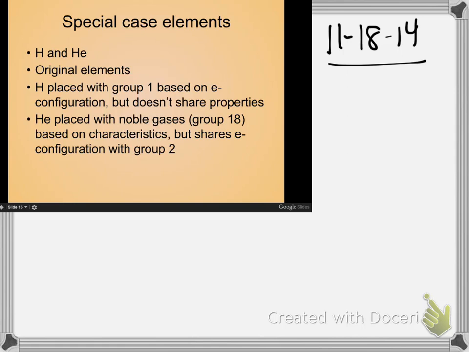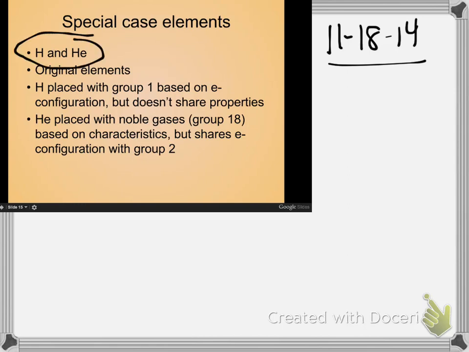So we talked about figuring out configuration from location on the periodic table, and you're all really good at that. I think you've got it, which is good, because you'll have to be really fast at it for what's going to come next. But right now, we'll talk specifically about the characteristics of the blocks, and we're going to talk about our two weirdos: hydrogen and helium.